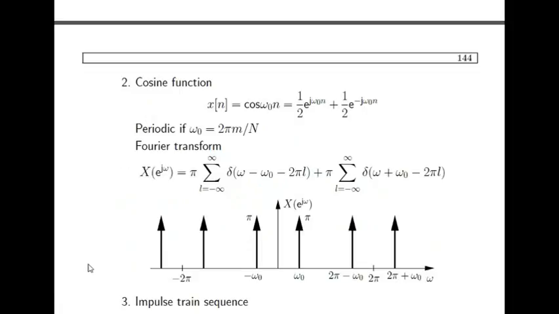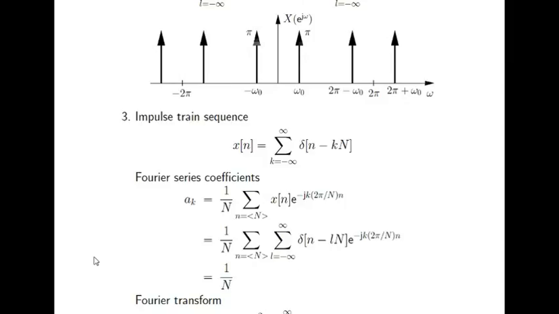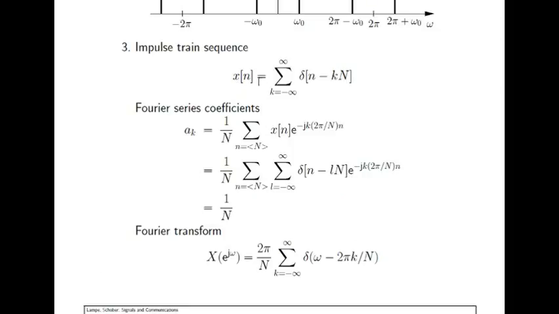So the third example which I am going to teach you is the impulse train sequence. The impulse train sequence is x[n], where x[n] equals summation k equals minus infinity to infinity delta[n minus kN]. The Fourier series coefficients you can find out, which will be 1 upon N. You can solve it. So the Fourier transform will be summation k equals minus infinity to infinity 2 pi a_k delta omega minus 2 pi k by N.